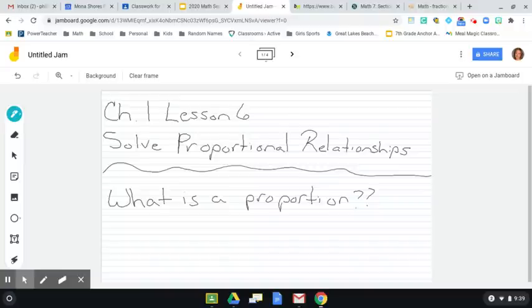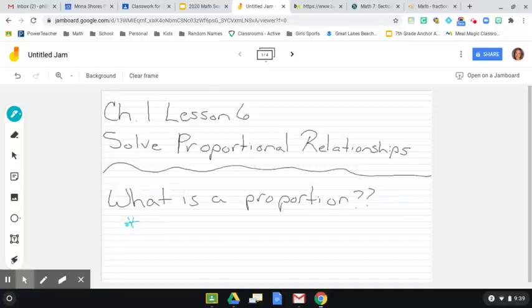So, on your paper right now, I would write what you see on your screen. And let's talk about what a proportion is. Anywhere along the line, as we're doing this, you can pause the video to take the time to copy what you need to. So let's define this. What is a proportion?